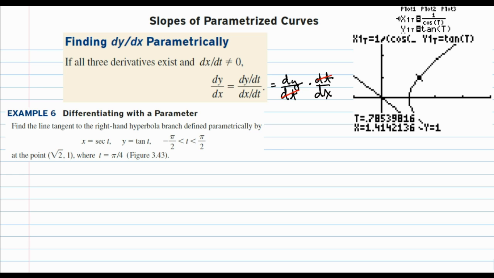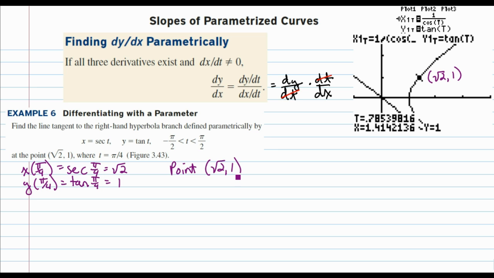So let's get started. Example 6, find the line tangent to the right-hand hyperbola branch defined parametrically by this. So I graphed that function. I gave my t value a negative pi over 2 minimum and a pi over 2 maximum. And I want to find it at the point square root 2 comma 1 where t equals pi over 4. So here's that point, square root 2 comma 1, which was found by x of pi over 4 comma y of pi over 4.